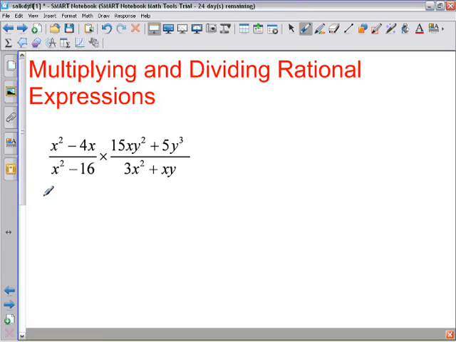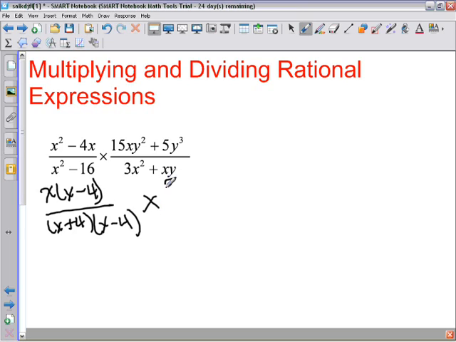The numerator in the first fraction factors to be x times the quantity of x minus 4, divided by x plus 4 times x minus 4. The second fraction's numerator factors to be 5y squared times the quantity of 3x plus y. The denominator factors to be x times the quantity of 3x plus y.